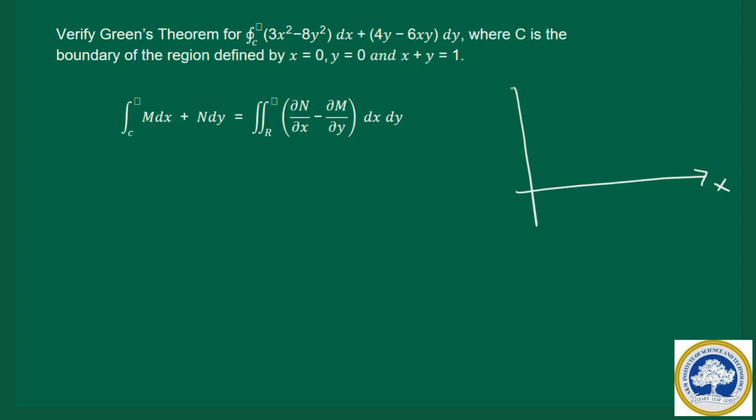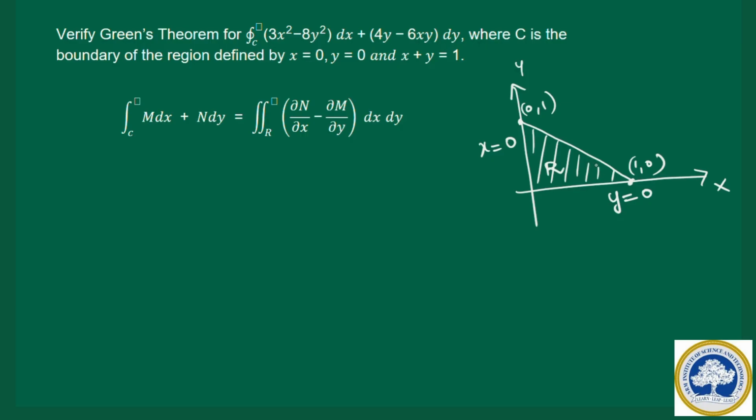So let us consider the x, y axes. x equal to 0 is nothing but the y axis and y equal to 0 is nothing but the x axis. And what about x plus y equal to 1? This will be the straight line joining (1, 0) and (0, 1). And this is the region R.